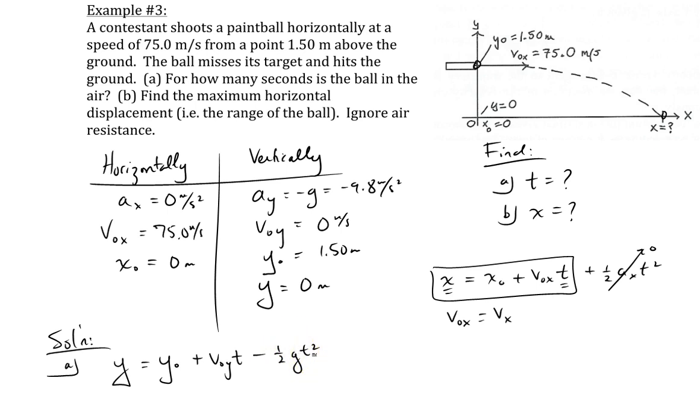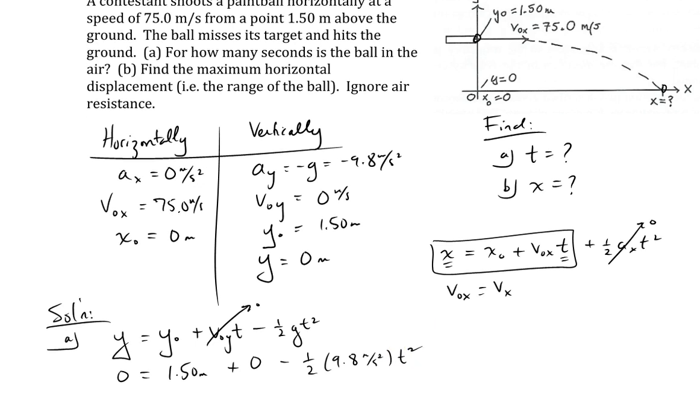All right, let's substitute in here. We have 0 as the final position. The initial position is 1.5 meters, plus 0 because there's no initial vertical velocity, then minus 1/2 times 9.8 meters per second squared times t squared. Solving for t, we get an answer of 0.553 seconds.